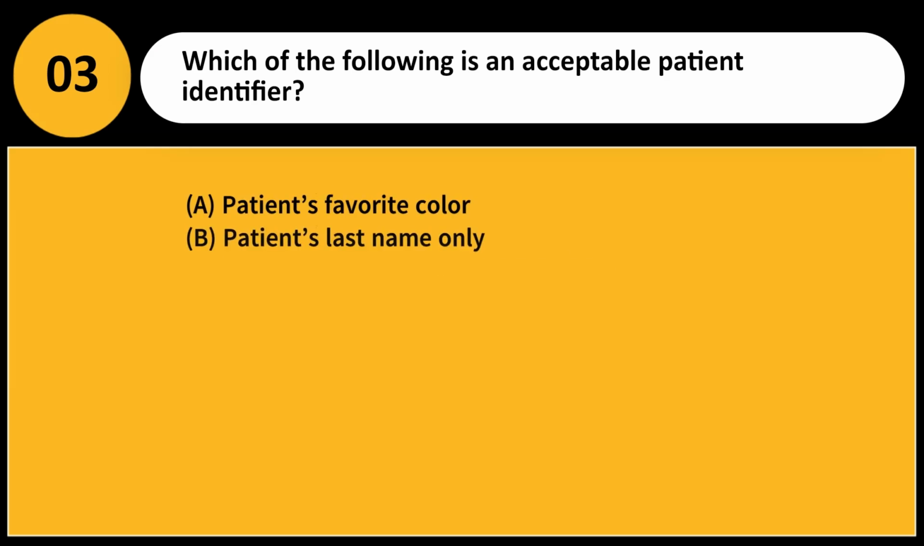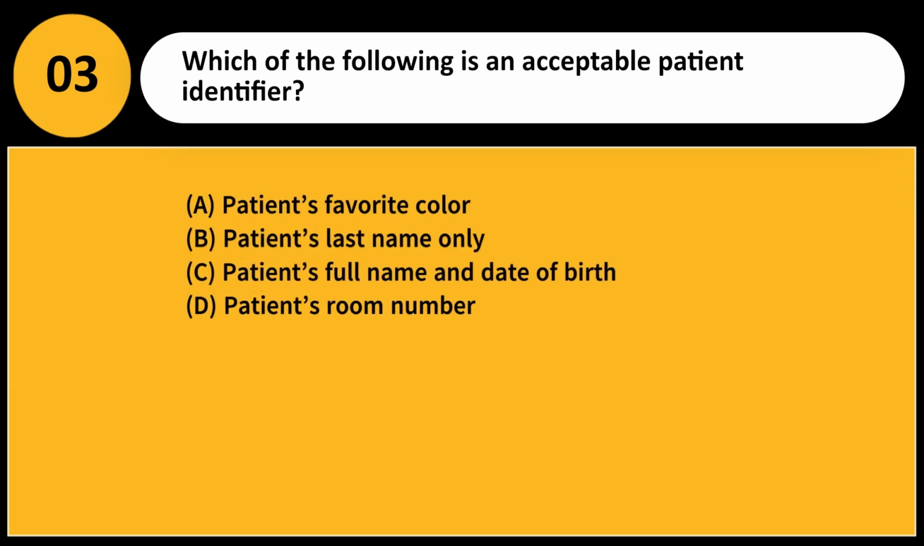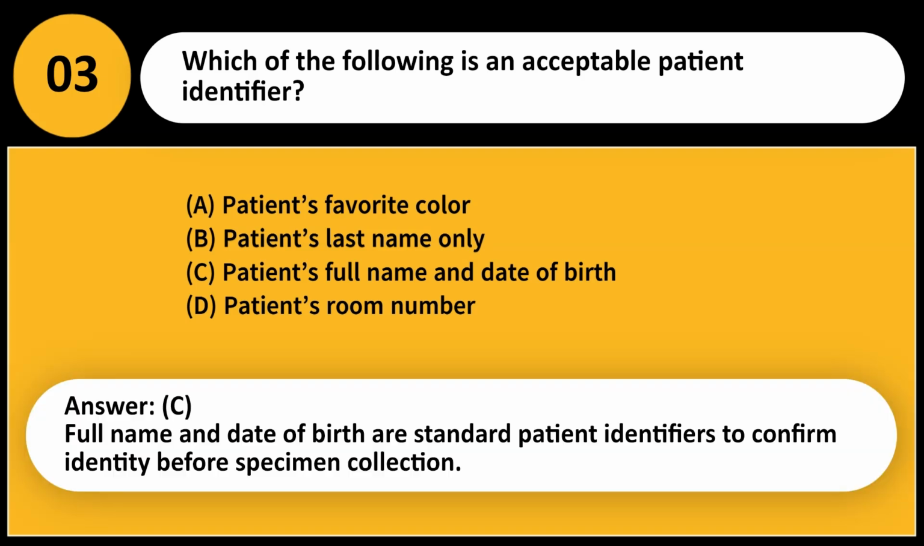accuracy. Which of the following is an acceptable patient identifier? A. Patient's favorite color. B. Patient's last name only. C. Patient's full name and date of birth. D. Patient's room number. Answer, C. Full name and date of birth are standard patient identifiers to confirm identity before specimen collection.